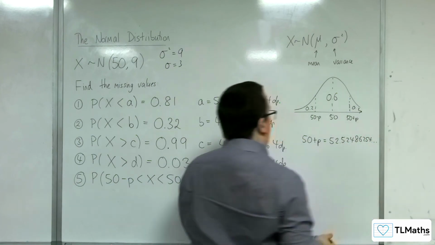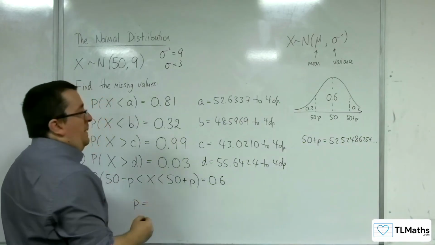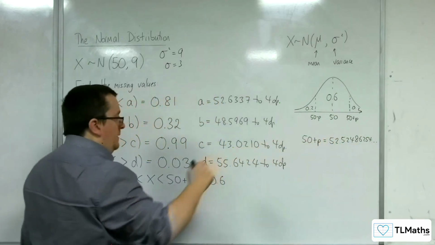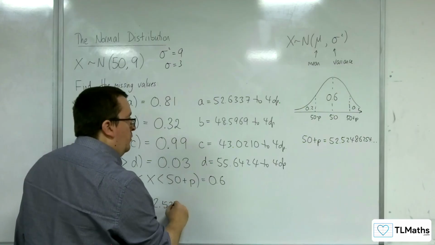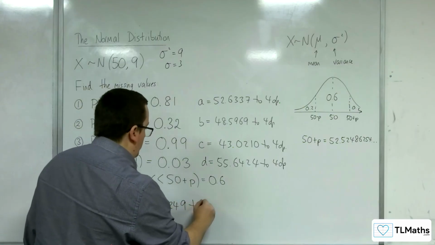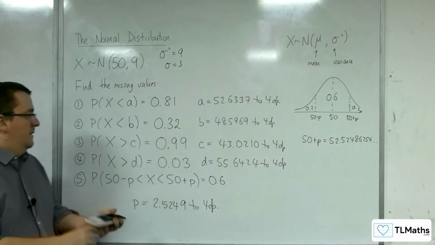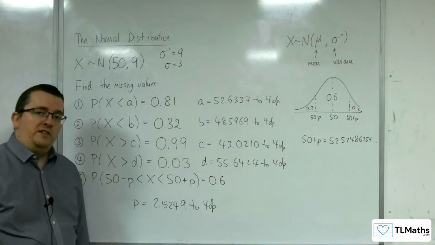52.5249, etc. So P must be equal to 52.524, etc., take away 50. So 2.5249 to 4 decimal places. Okay, and so that must be your value for P. And that's how we can do these 5 questions using our calculator.